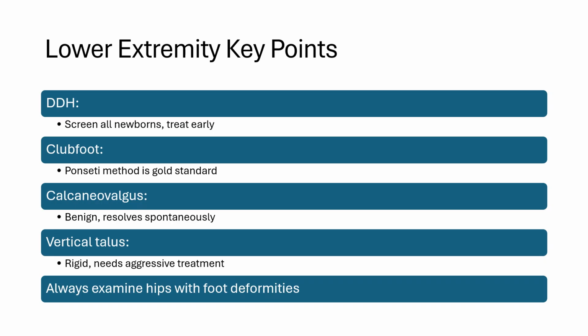Conversely, congenital vertical talus presents as a rigid deformity requiring aggressive treatment because conservative approaches fail to address the underlying structural abnormalities. The unifying clinical principle involves recognizing that many lower extremity conditions associate with developmental dysplasia of the hip, making hip examination essential whenever you encounter foot deformities. This association reflects shared developmental mechanisms and risk factors, emphasizing the importance of comprehensive evaluation rather than isolated treatment of obvious abnormalities.